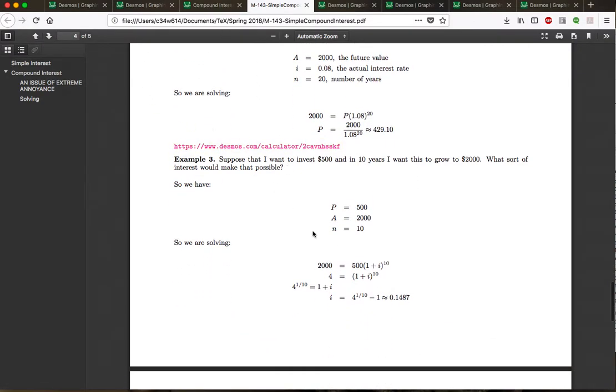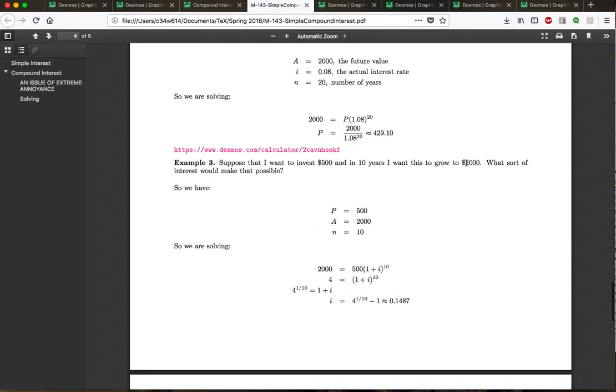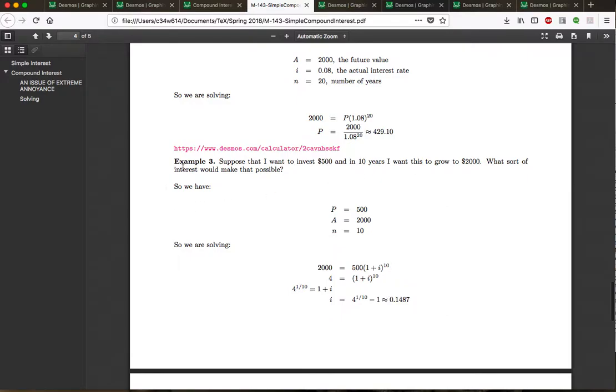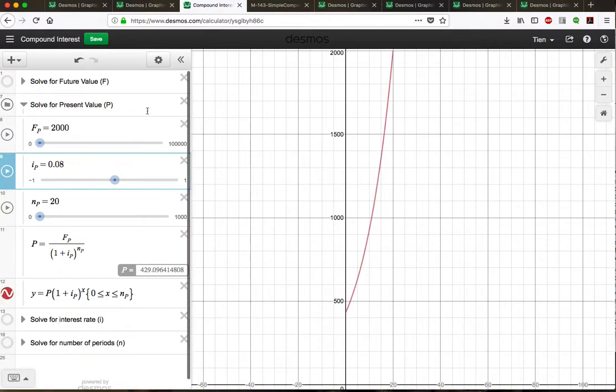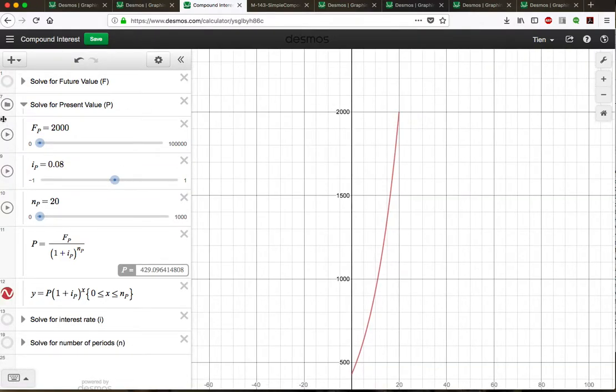So say I want to invest $500, and in 10 years, I want this to be $2,000. And what sort of interest makes that possible? So I know the initial value, I know the future value, I know the number of years that it's going to take place over, and I want to know what interest rate makes that possible. Again, I know three out of four things. I'm solving for the fourth thing. So we can graph the previous thing if we wanted to.